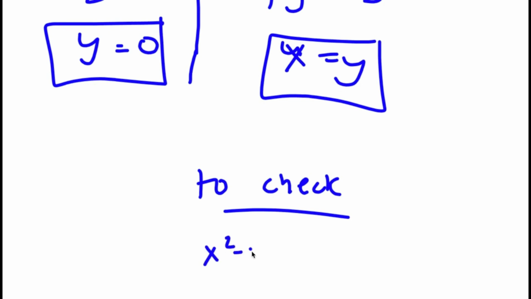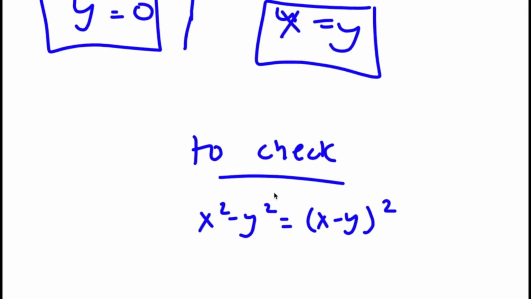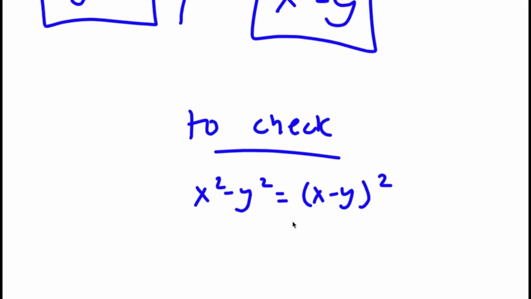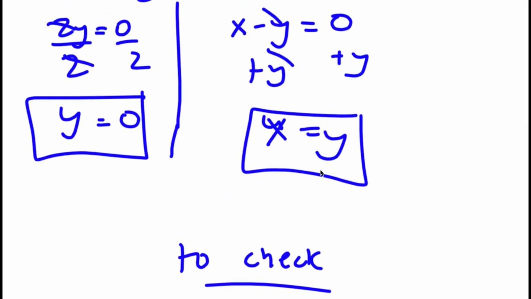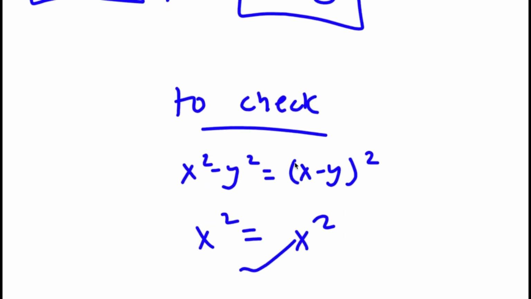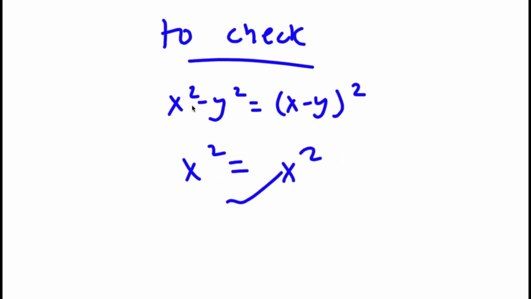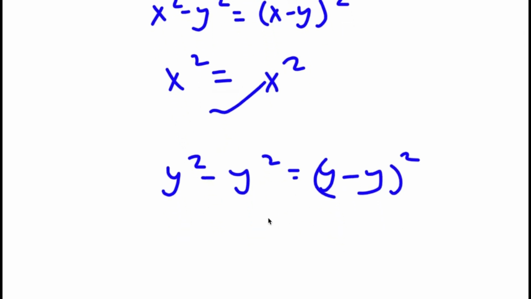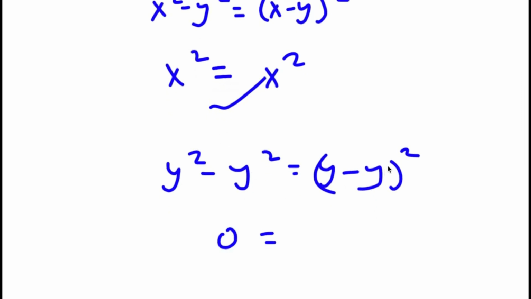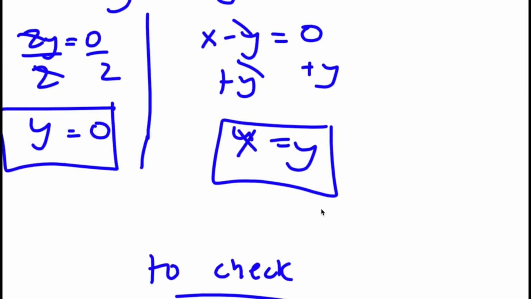Now to check, I have x squared minus y squared is equal to (x minus y) squared. If y equals 0, then I have x squared is equal to x squared. So this is right. Now, let's try if x equals y. If x equals y, then I can simply replace x with y. So now I have y squared minus y squared is equal to (y minus y) squared. Y squared minus y squared is 0. Y minus y is 0. 0 squared is 0. So I have 0 equals 0, so this is right as well. So both solutions are right.